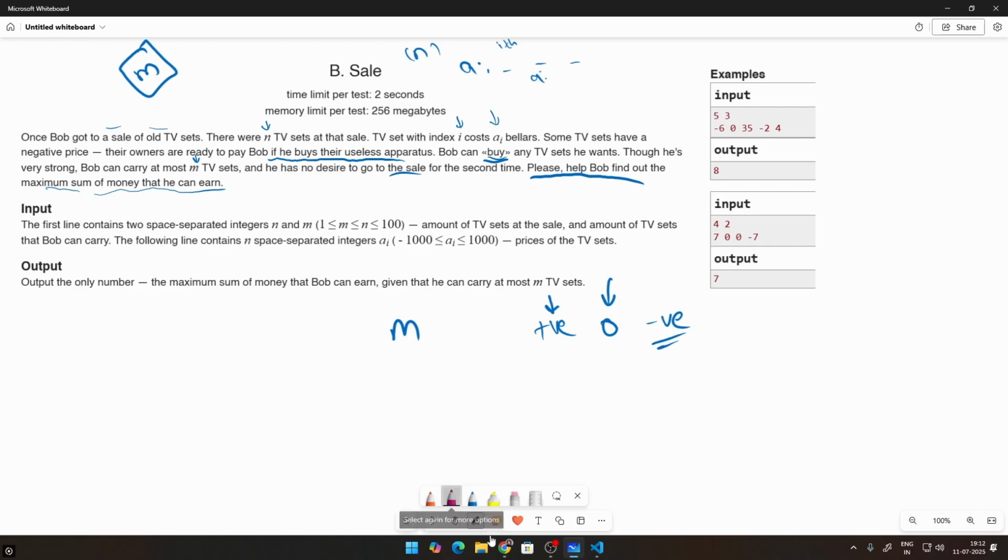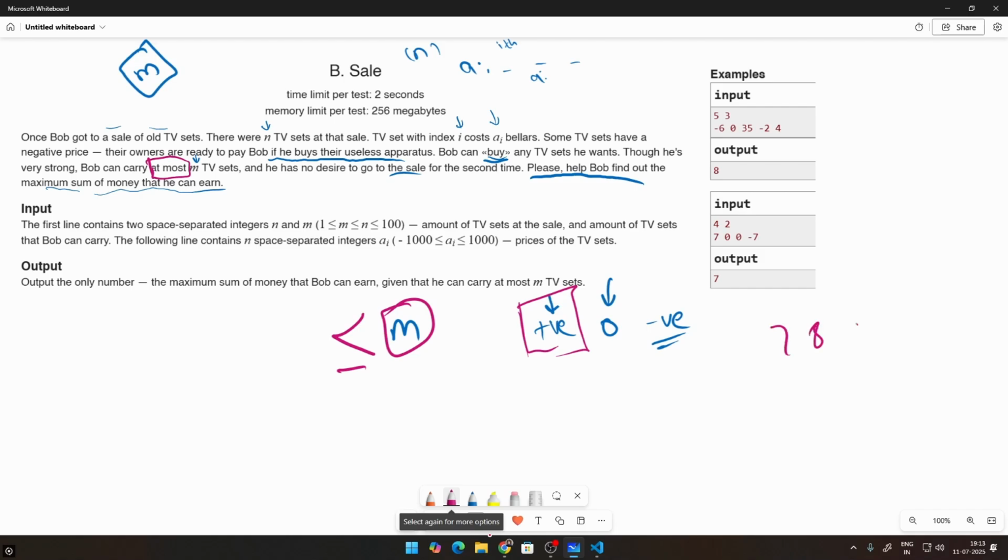So something to keep in mind here, and this is really the only part of the question that matters, is this word here: at most. So Bob is not required to carry m TV sets. Any number below m or equal to m is also okay. That means Bob can go ahead and ignore all positive values for price.